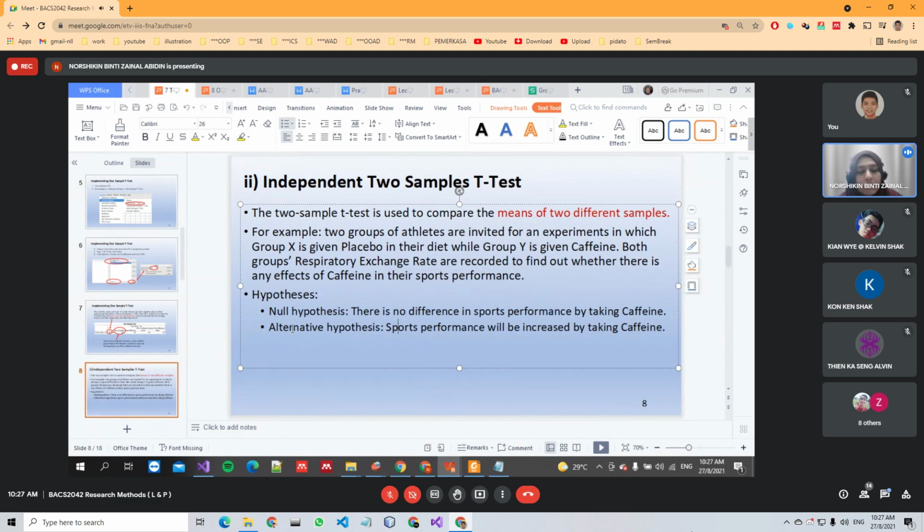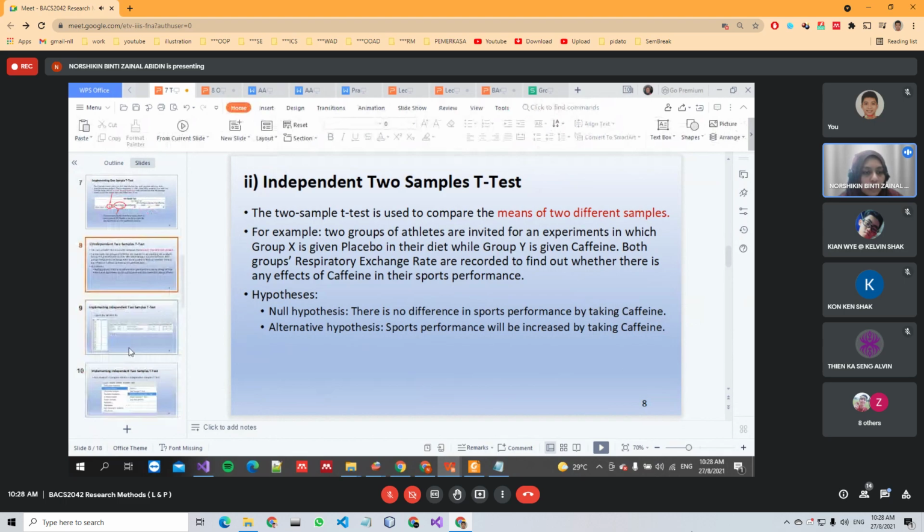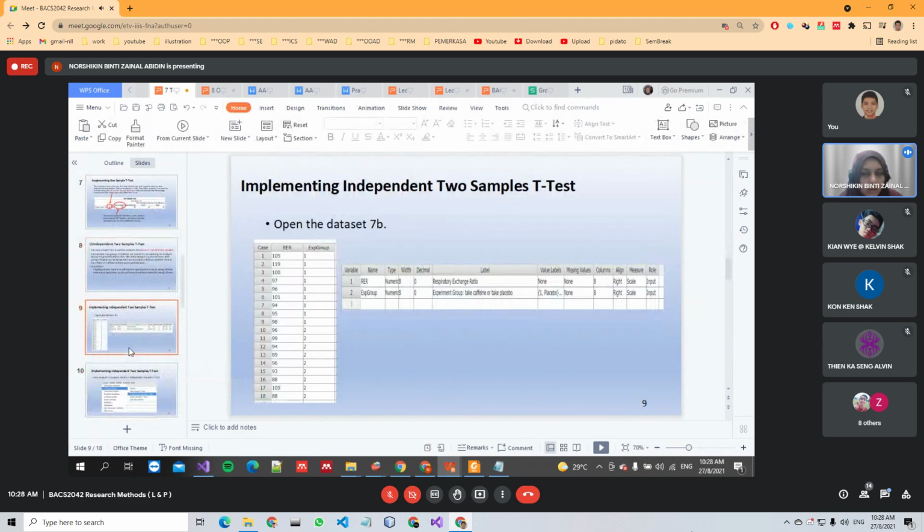So the null hypothesis here is there's no difference. Of course, there's no difference between the variables. And then the alternative is sport performance will be increased by taking caffeine.